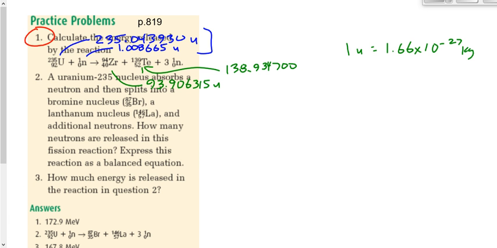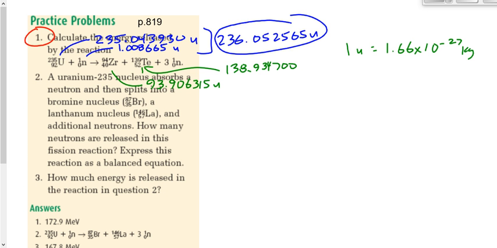Who's got the number? 236 point? What is it? 0.52565. Okay, so there's our reactants, if you want to use chemistry terms. Our products: we've got 93.9, we've got 138.934, and then we've got three times the mass of a neutron, 3 times 1.008665 atomic mass units.